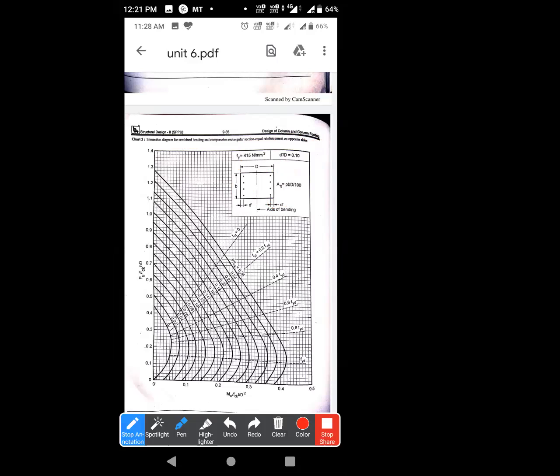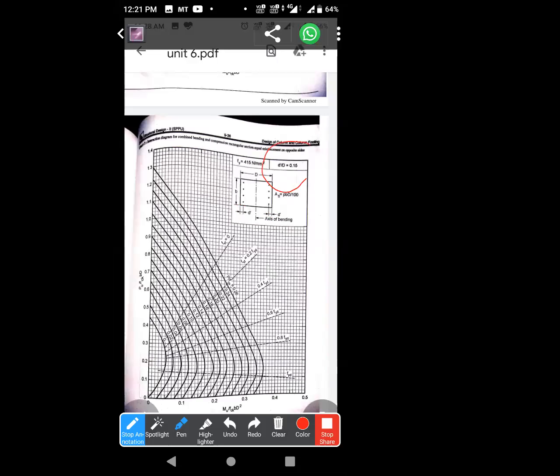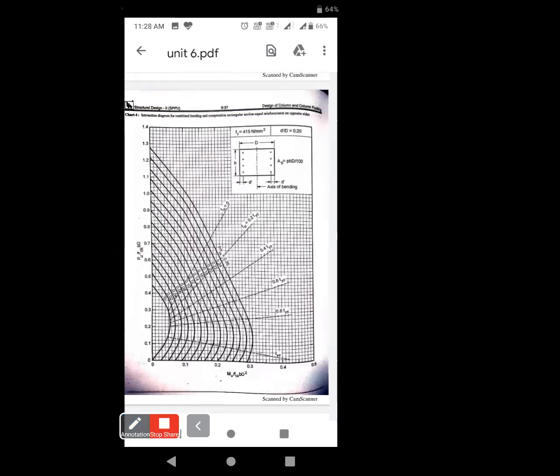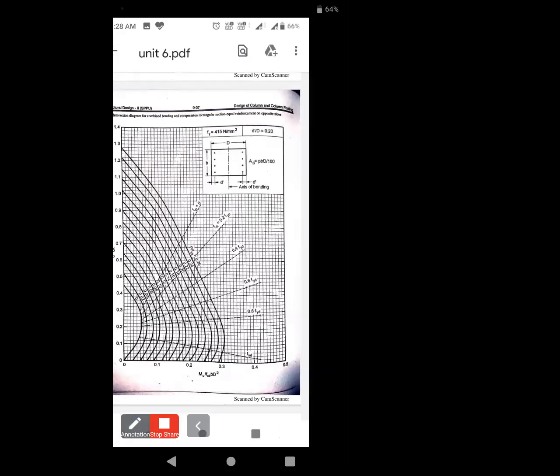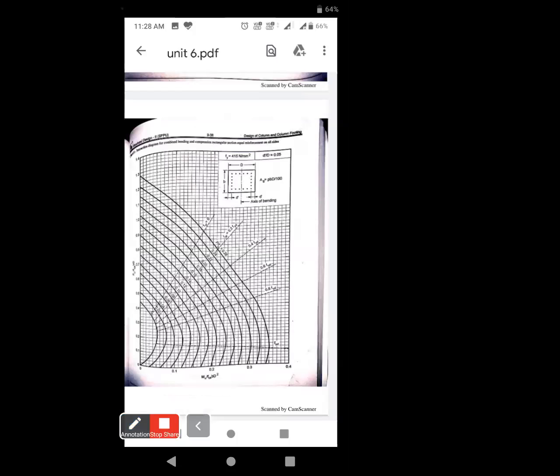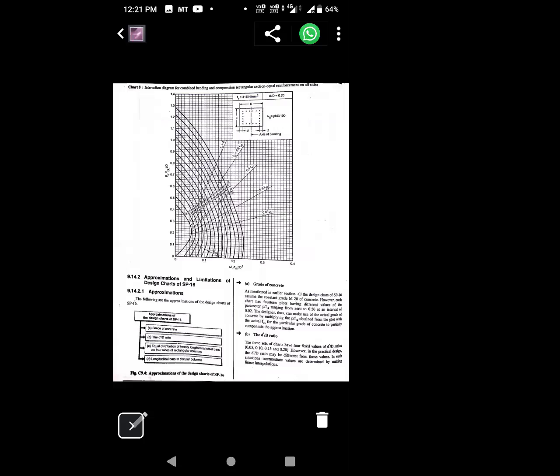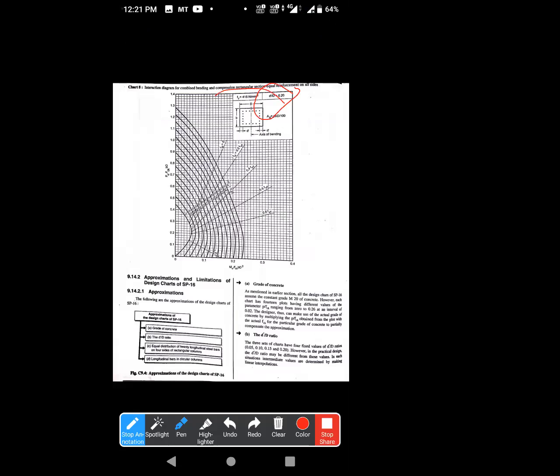Okay, next, d dash upon d is equal to 0.15. And d dash upon d for 0.20. Okay, this is the interaction diagram for different d dash upon d, and for the grade of Fe415 and grade of concrete is M20. How to take the values from this interaction diagram we will see.